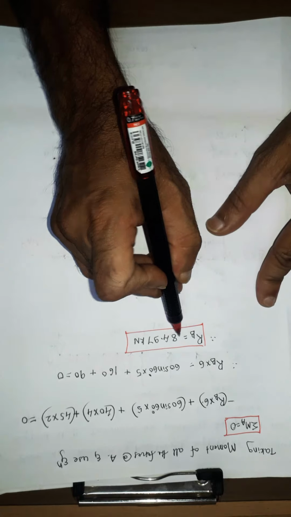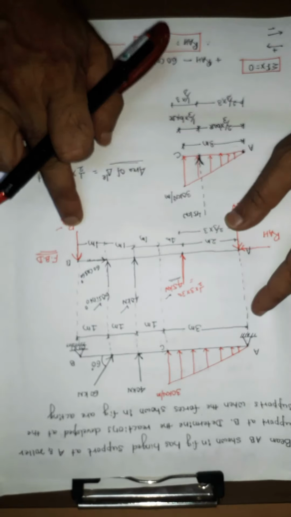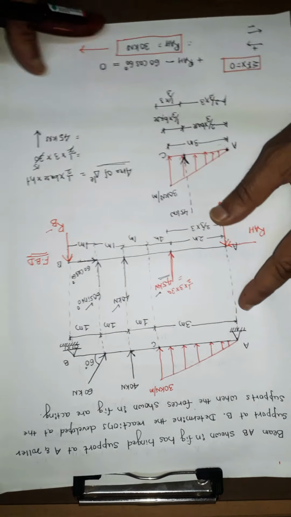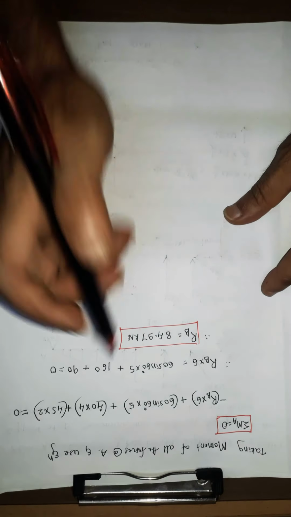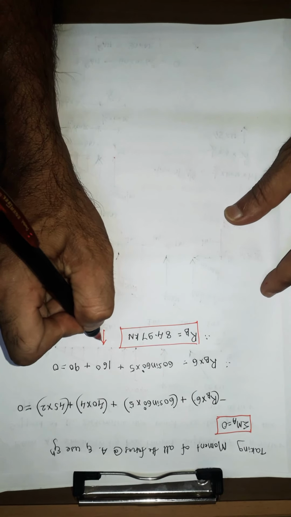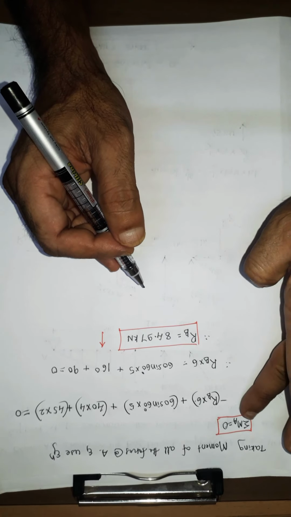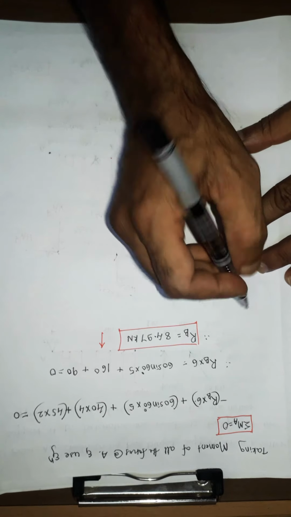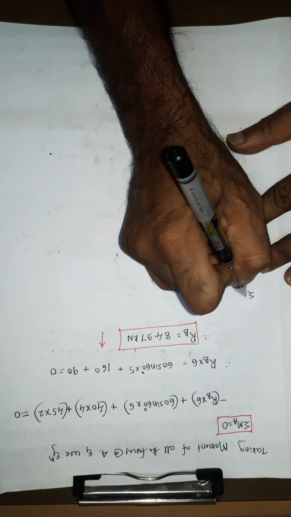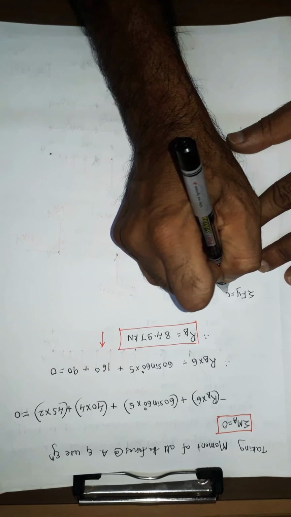So again you have got the plus value, which means the direction we have assumed is correct. This is the reaction RB. So we have used two equations now: first summation Fx, then moment about A is equal to 0. Now the remaining equation is summation Fy is equal to 0.